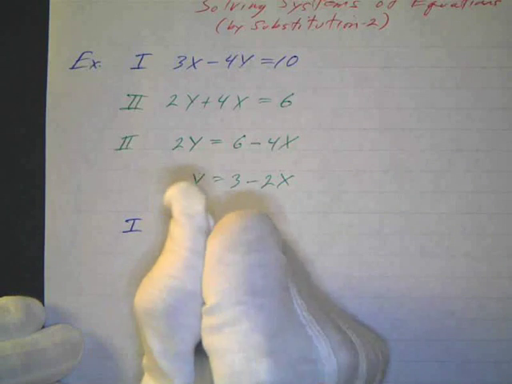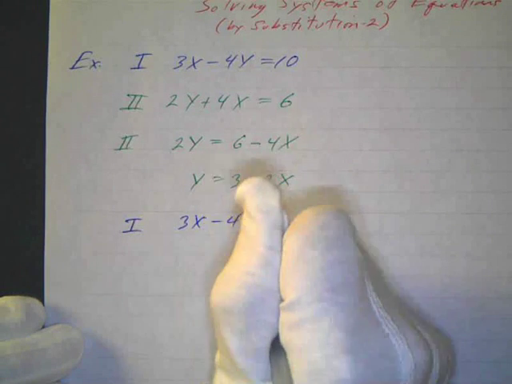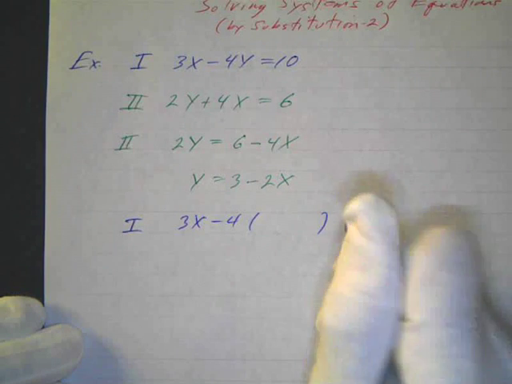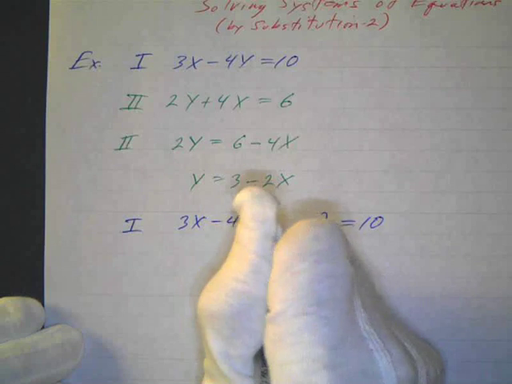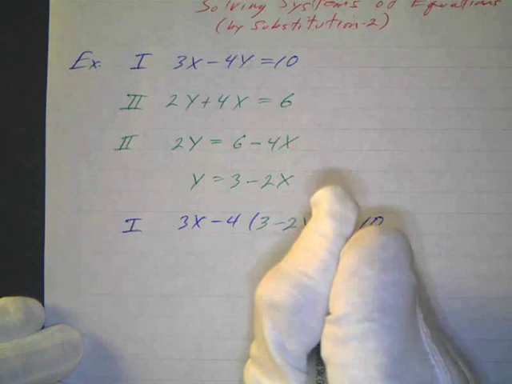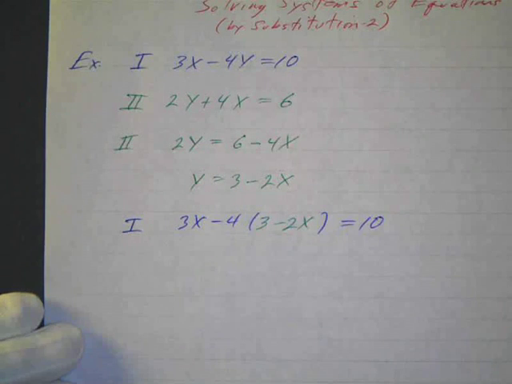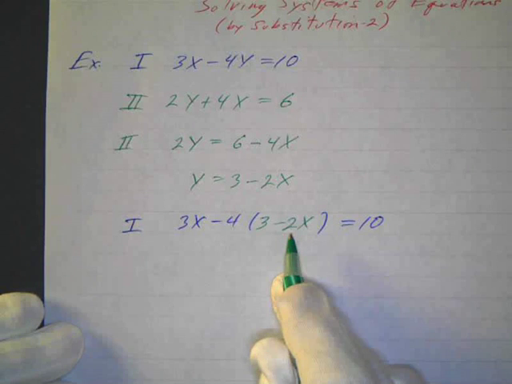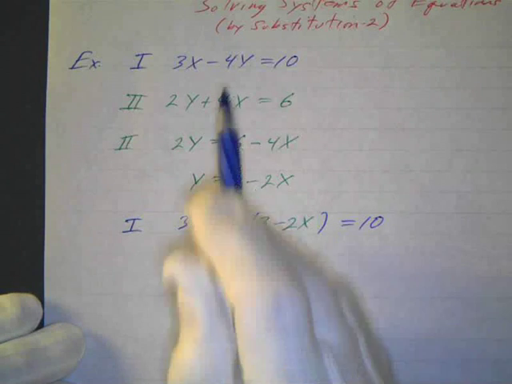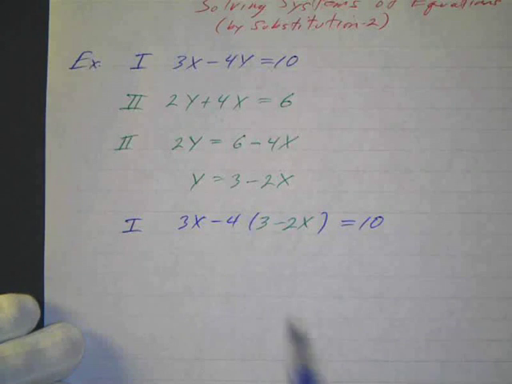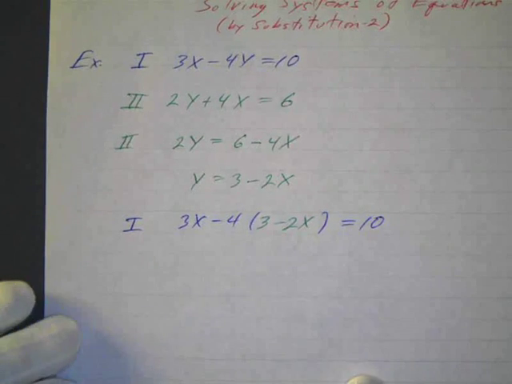So 3x minus 4 times y equals 10. But what was y? y is 3 minus 2x, so we substituted. This is y, 4y. Okay, and then I've got one equation with one unknown. Remember, we really can't solve two equations with two unknowns, but what we can do is algebraically manipulate them around, so we have one equation with one unknown, and we know how to solve that. We're experts in one equation with one unknown.